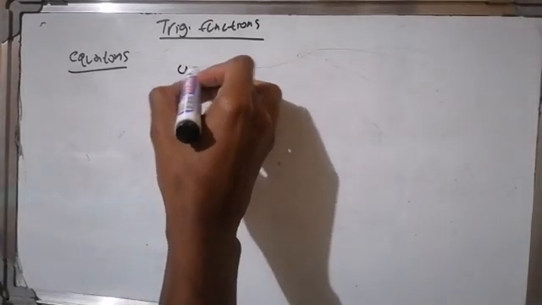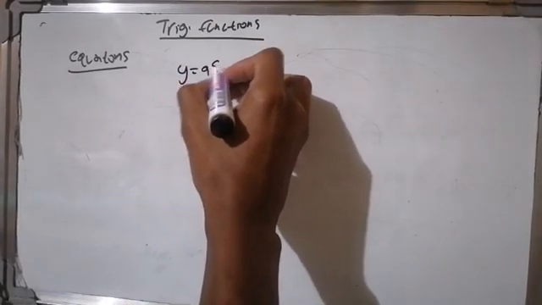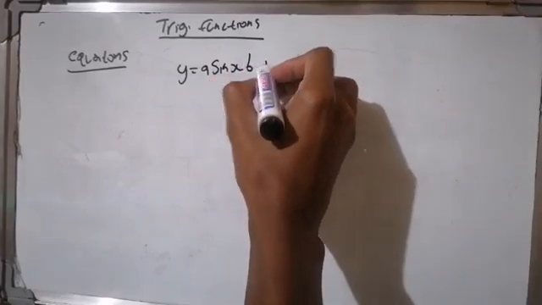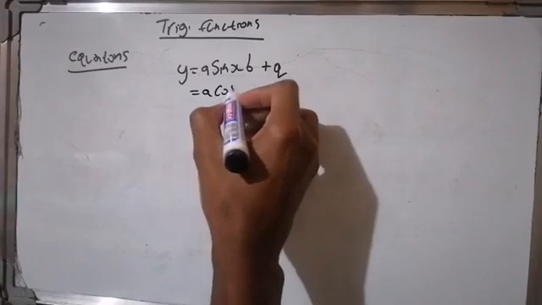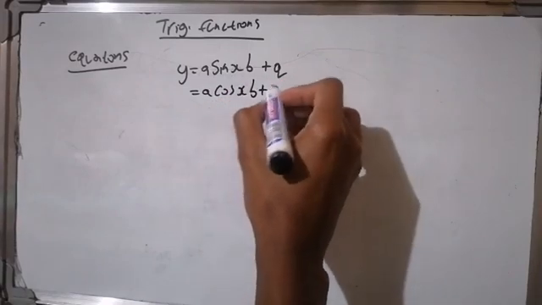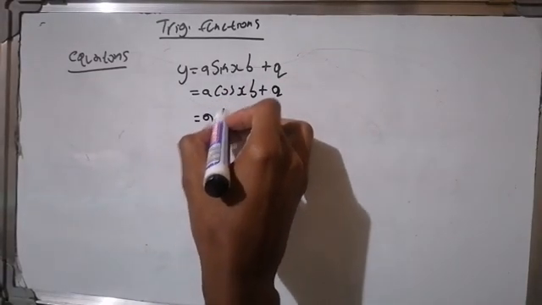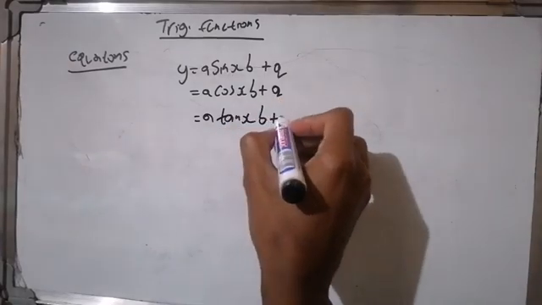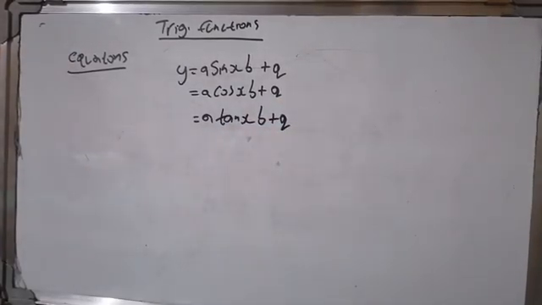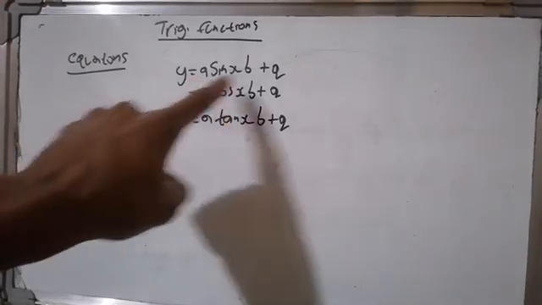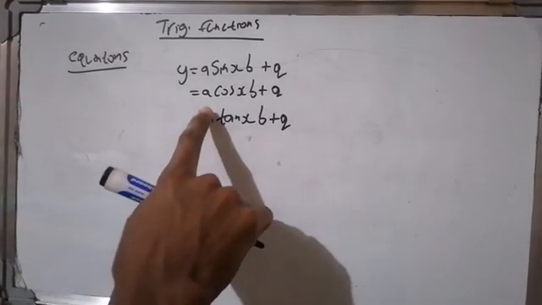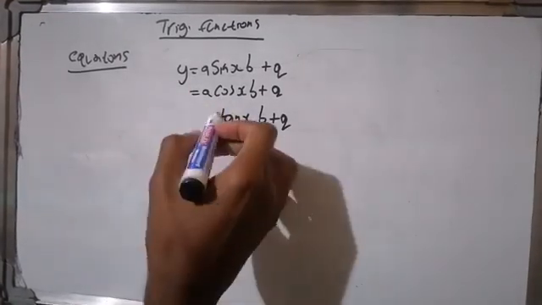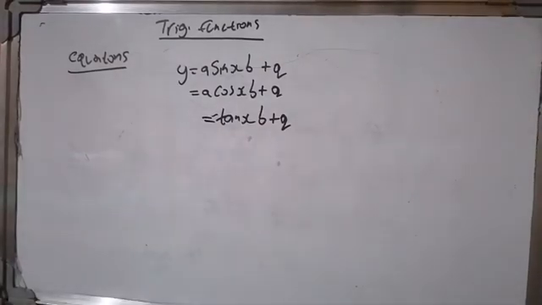We may have y is equal to a sine xb plus q, or we may have a cos xb plus q. We may have a tan xb plus q. We just need to understand why the a's and why the b's. What are they for? Once we understand that, we won't be having any issues. By the way, a tan does not have an amplitude. Let's just do it like this.